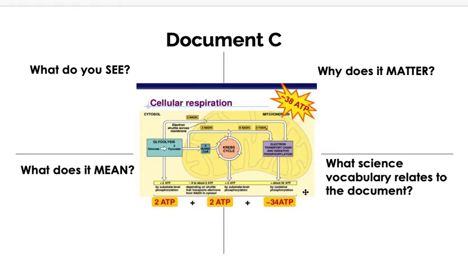Okay, we're going to go to why. What does it mean? What does all this mean? So cellular respiration, cytosol would be a good science vocabulary word. It's in the cytoplasm. Mitochondrion is a good vocabulary word. Glycolysis, glucose, pyruvate, Krebs cycle, electron transport chain, ATP or adenosine triphosphate.